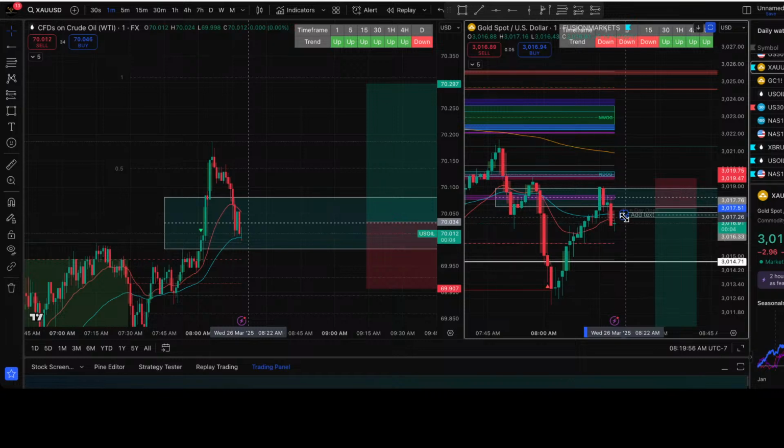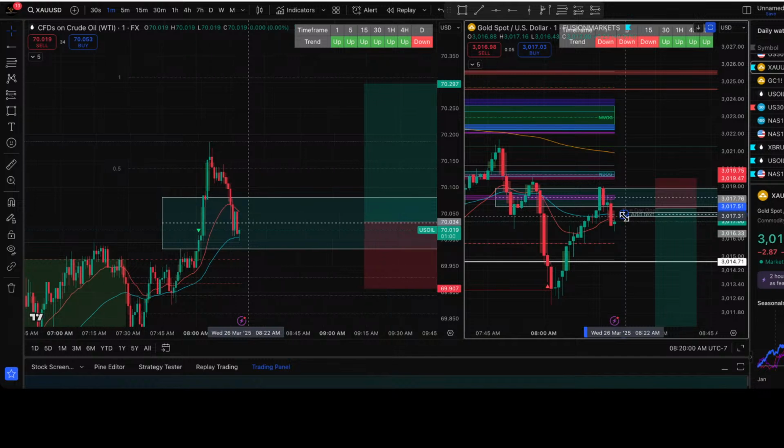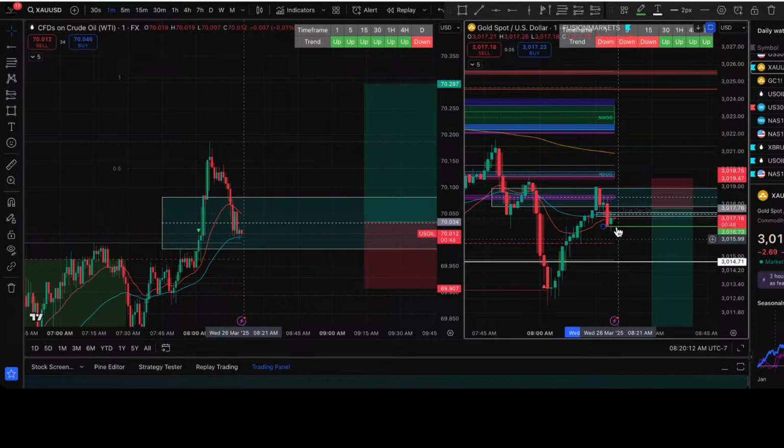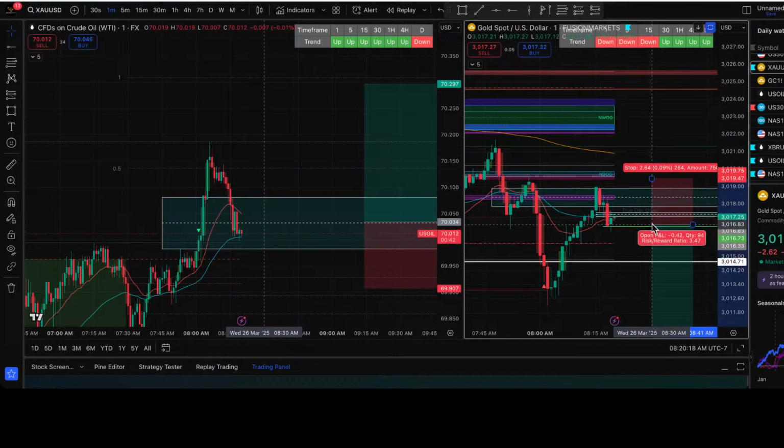Five, four, three, two, one. There's your fair value gap. I want to see a tap and a candle body close over this. That still gives you your 3.47.